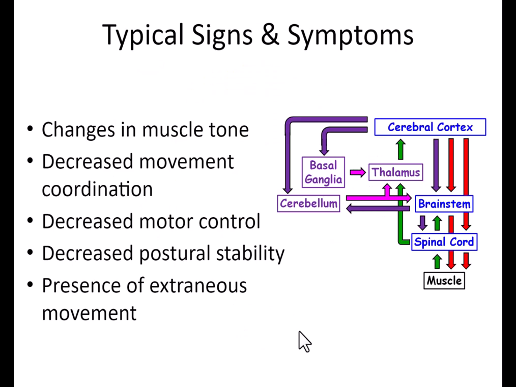Typical signs and symptoms of all basal ganglia disorders are shown on this slide. You should specifically expect, no matter what the basal ganglia disorder, some sort of change in muscle tone, a decrease in movement coordination, decreased motor control, postural stability problems, as well as the presence of extraneous movement. All of these things should be what you would expect in patients with any kind of basal ganglia disorder.